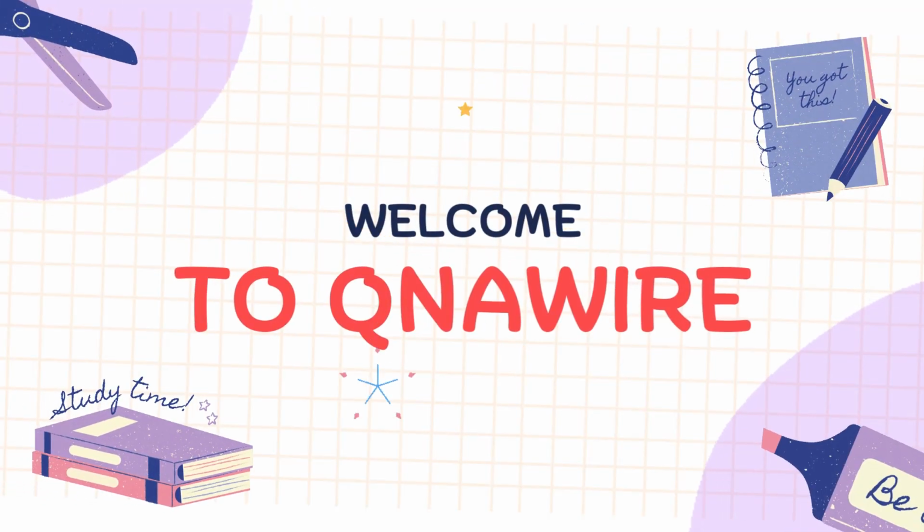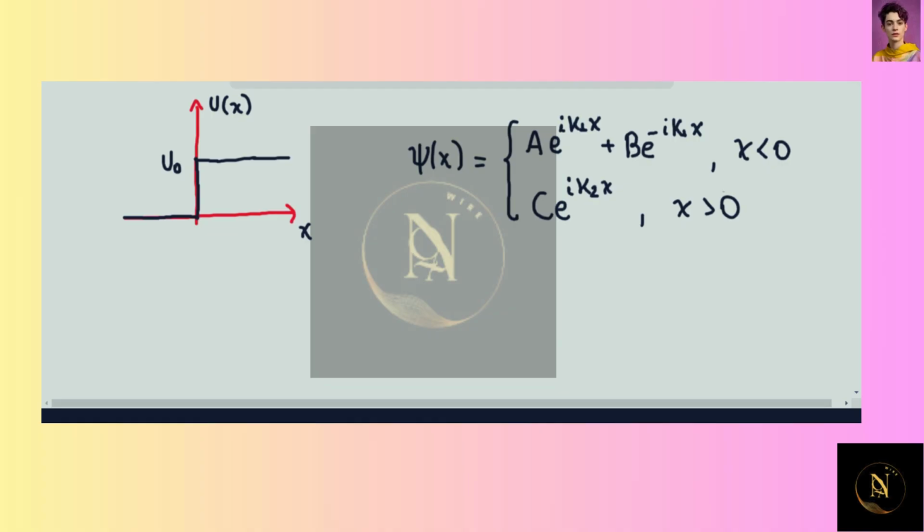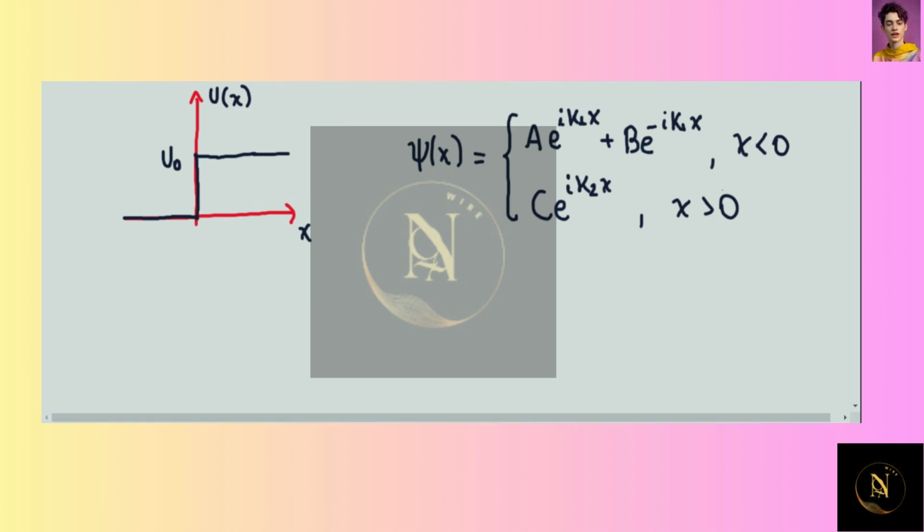Welcome to qnawire. In this exercise, we have a particle that is subject to a potential energy function that's shown here in the graph on the left. The potential energy is 0 for x smaller than 0, and it's equal to U0 for x greater than 0.